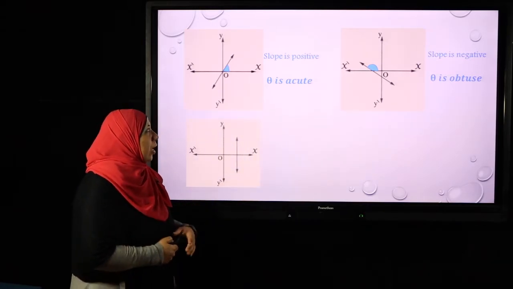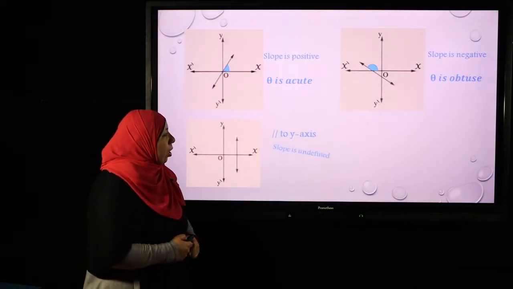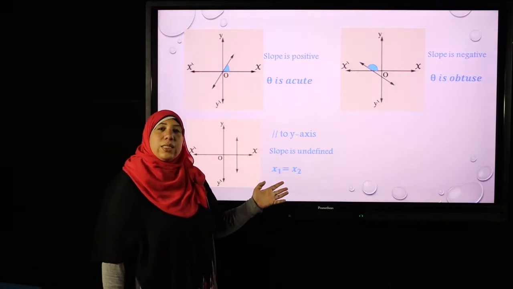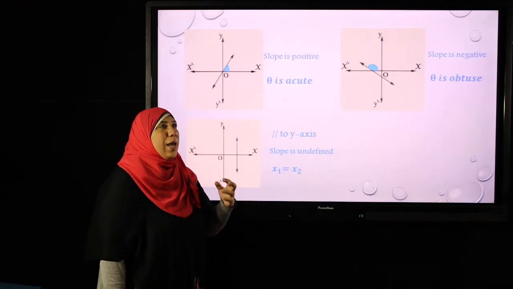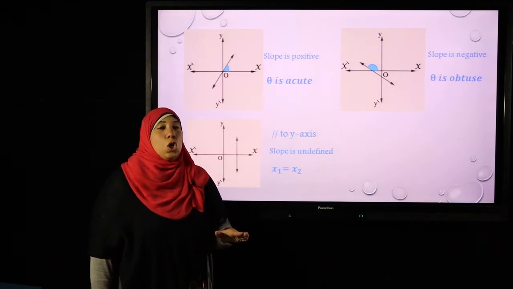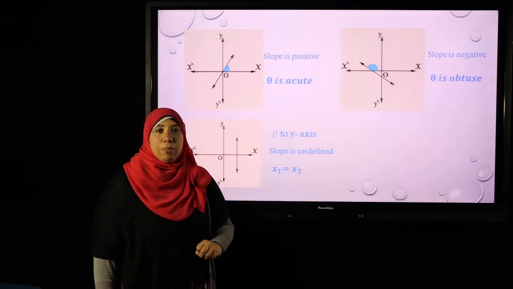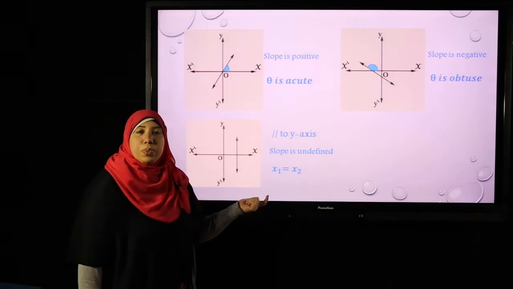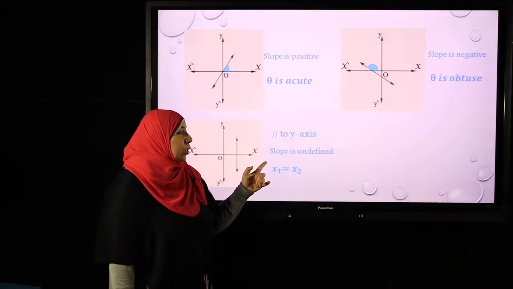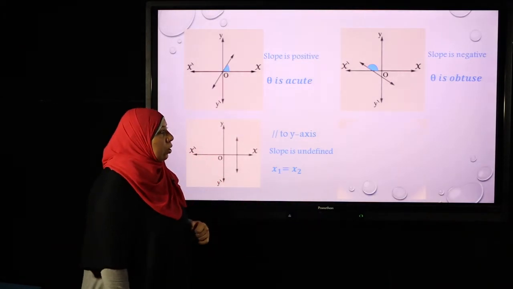I have another form of the straight line, which is parallel to the y-axis. The slope here is undefined. Why undefined? Because we find that x1 is the same as x2. So when I make y1 minus y2 over x1 minus x2, which are the same number, it will be a number over 0, and this is an undefined slope. And we will take the equation vice versa: he will give you the undefined slope and you consider that x1 is equal to x2.